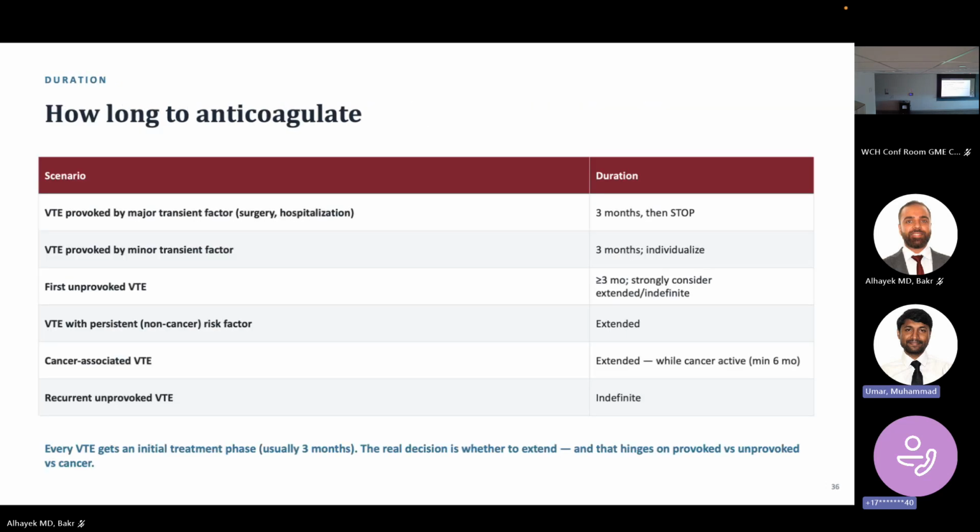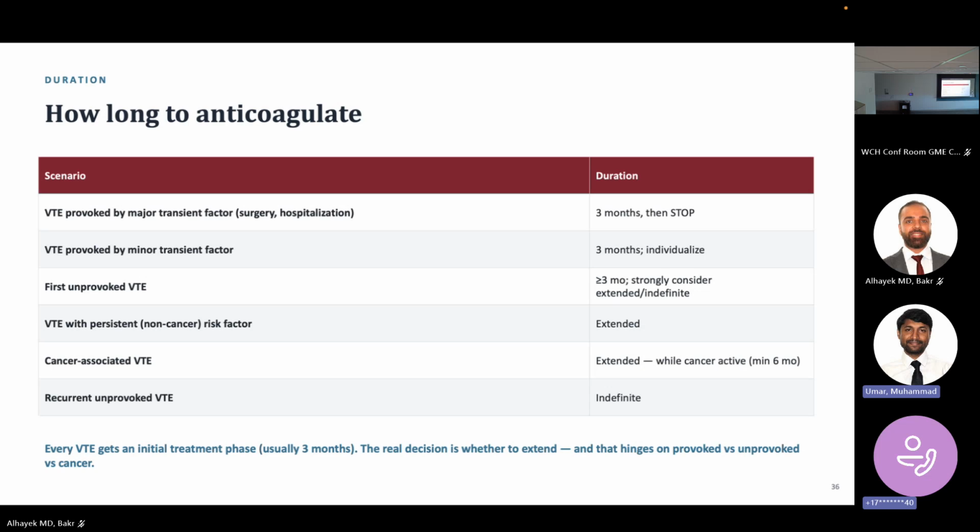Okay, and we're almost there, guys. Then the second part is the interactive part. All right, so this is the duration. I just want to make it easy and simple for you guys. We have provoked versus unprovoked. For provoked, you do 3 to 6 months based on the situation, and then you stop after that. If it's unprovoked and you could not identify the reason, then you do 6 months. Then you try to find the reason. If you do not, then they have to stay on it. Some resources say indefinitely.